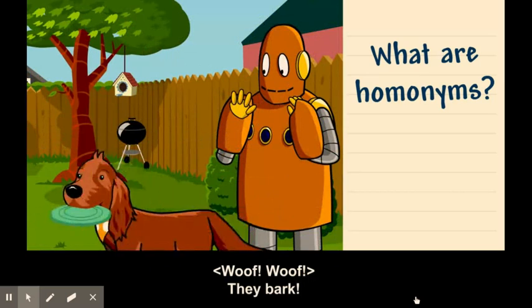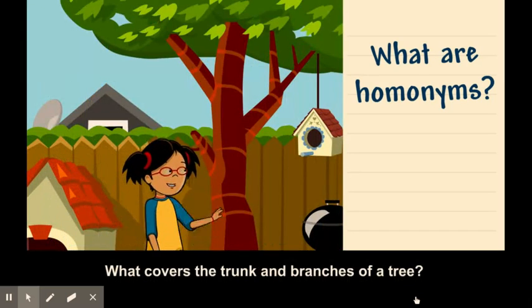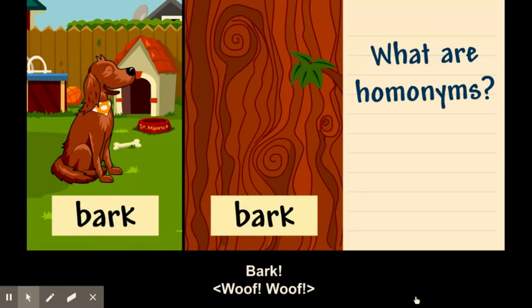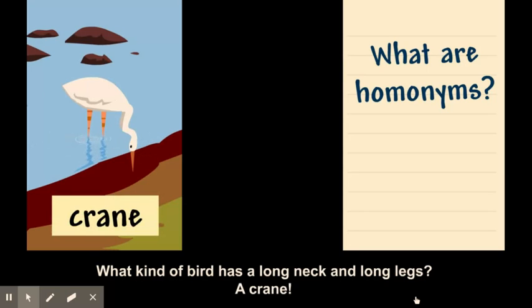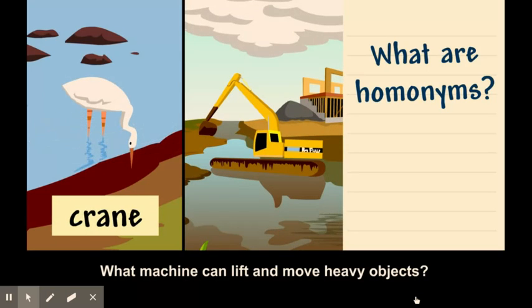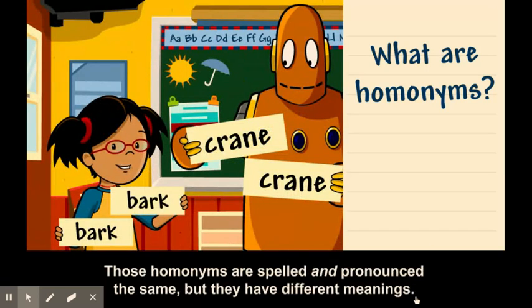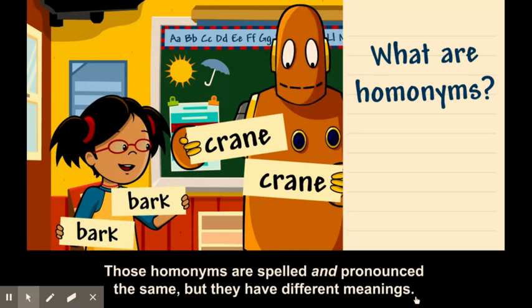How do dogs communicate? They bark. What covers the trunk and branches of a tree? Bark. What kind of bird has a long neck and long legs? A crane. What machine can lift and move heavy objects? A crane. Those homonyms are spelled and pronounced the same, but they have different meanings.